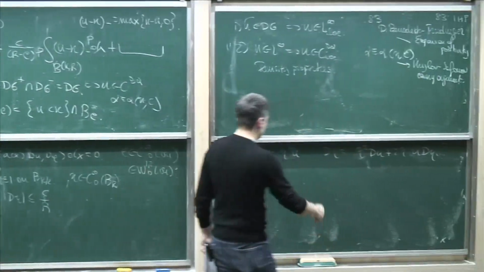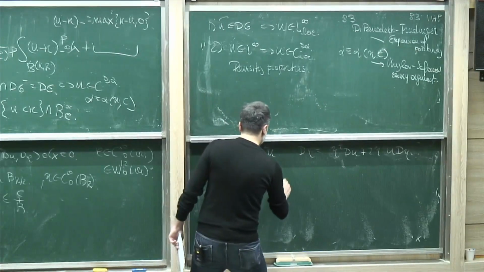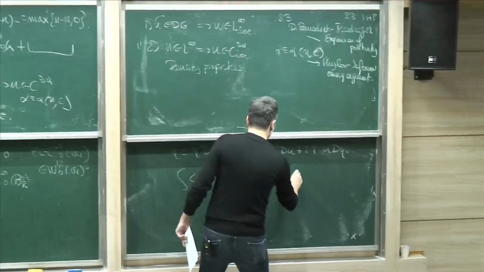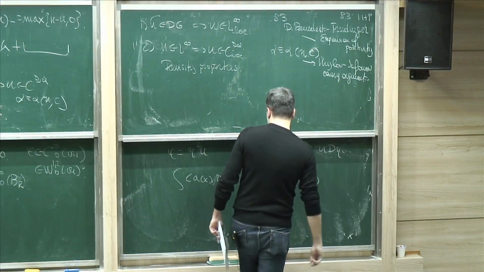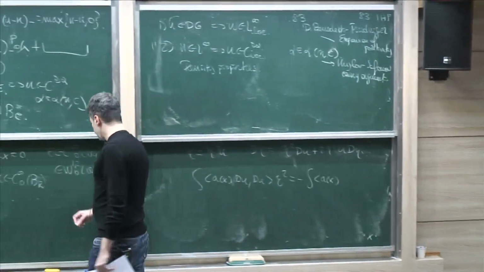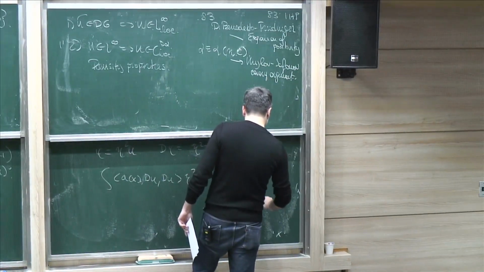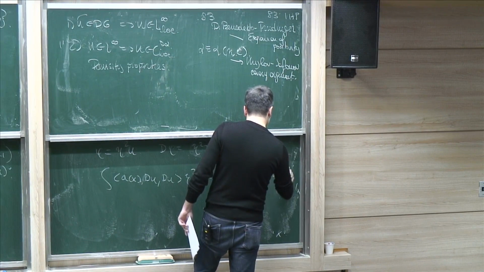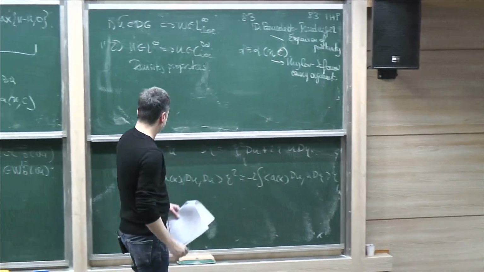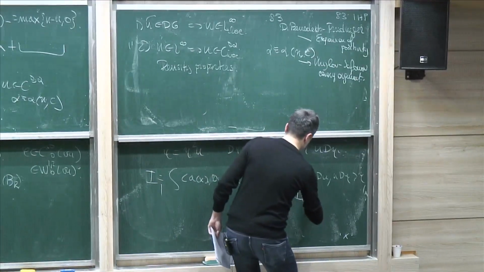Right. Okay, if you plug this inside, then you get that the integral of a(x) du times u du theta squared is equal to minus a(x) du u du theta. Okay, this is the first term, I1, this is the second term, I2.